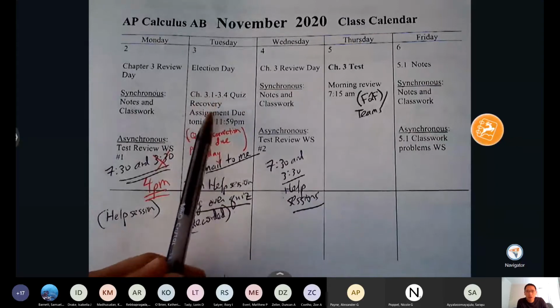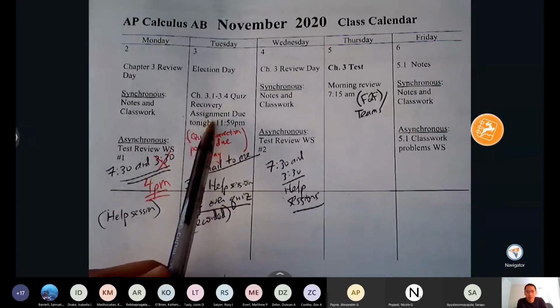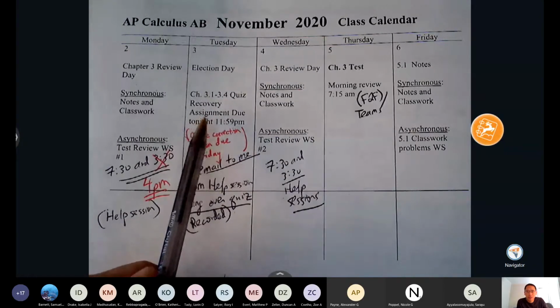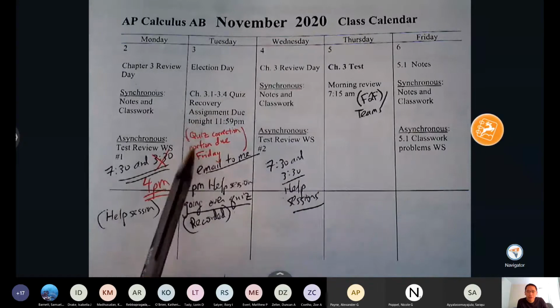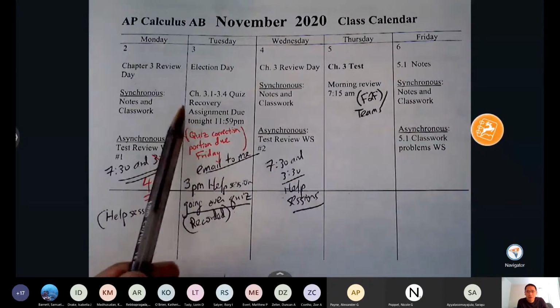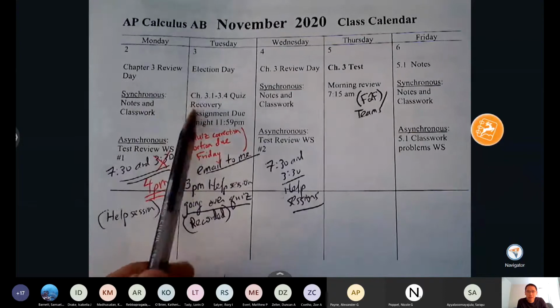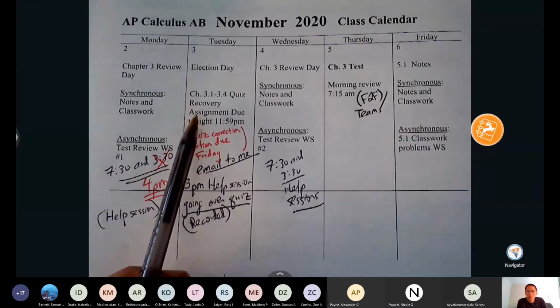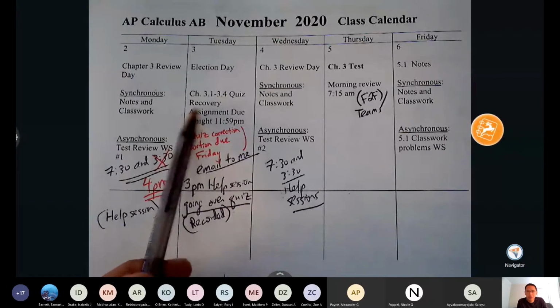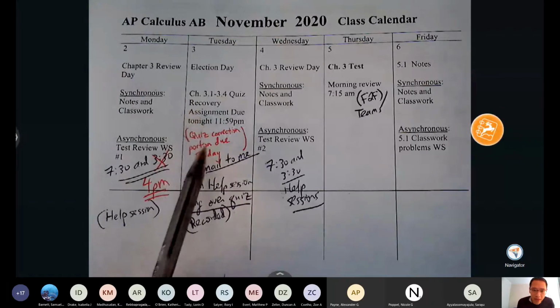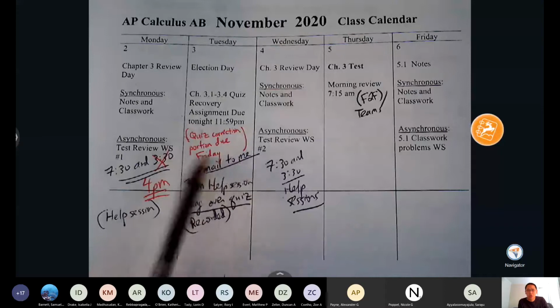I do want to talk about the quiz recovery assignment. I'm going to be updating that assignment today on Teams. There are 3 parts to the assignment. The first one is classwork, homework of chapter 3. Second one is assignment problems from the textbook for you to finish. And there's a third part, which is quiz corrections.